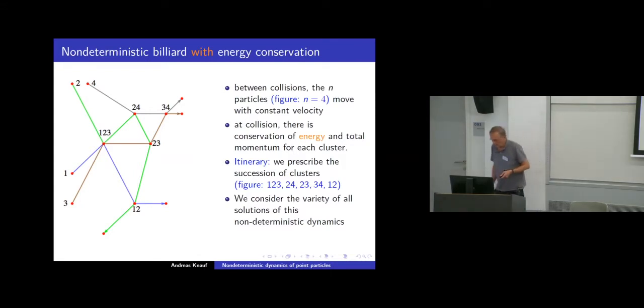I define this in a moment. I would just say that every such picture is fine if these rules are obeyed. Then this is a realization of this non-deterministic billiard. Okay, so let's do it a bit more formally.